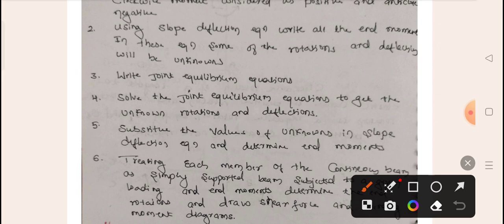So this is the procedure. What are the steps to be followed for this? Now you will not get a proper idea. We will solve one problem also, and then we'll get an idea. Next, you are supposed to solve the joint equilibrium. Just now what I told: substitute the values.